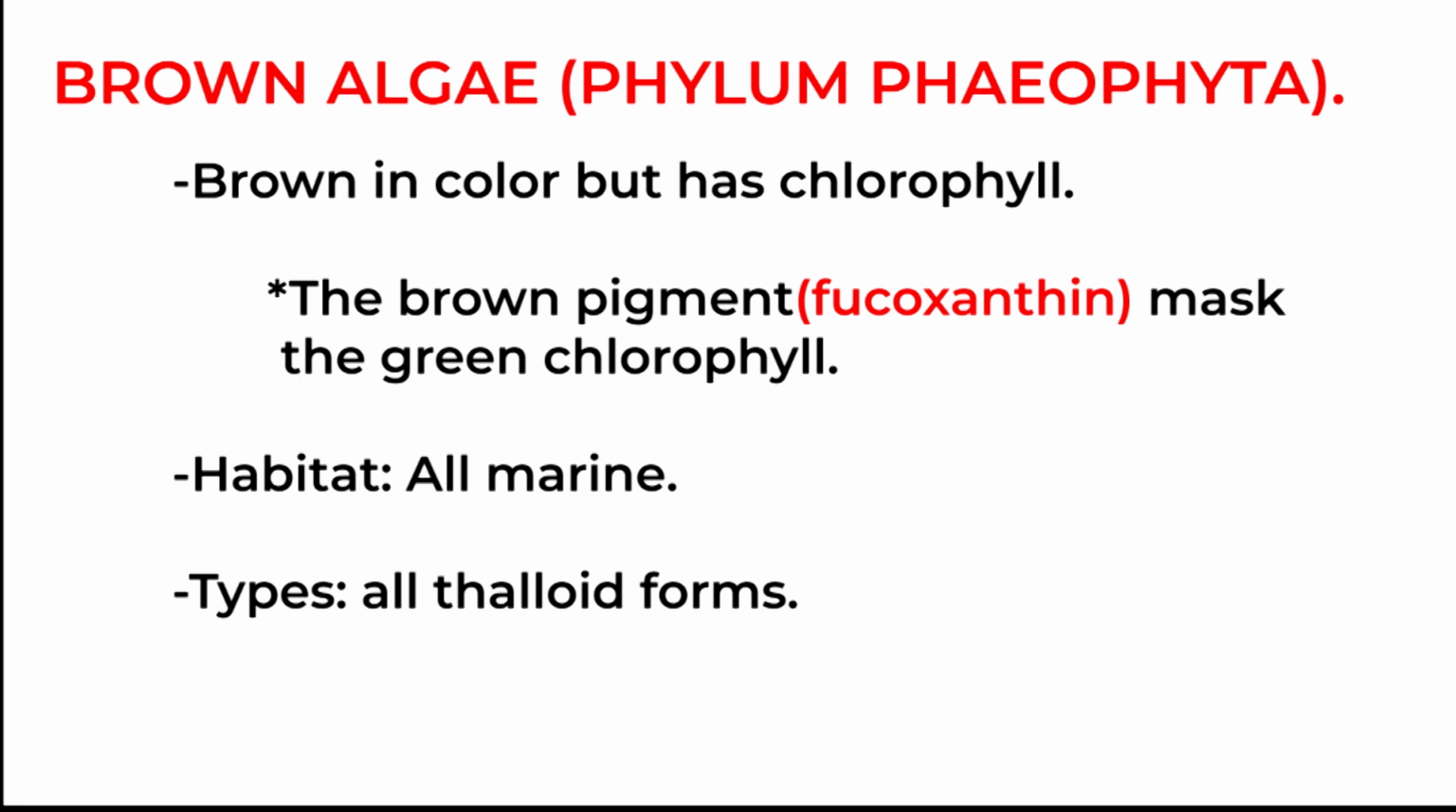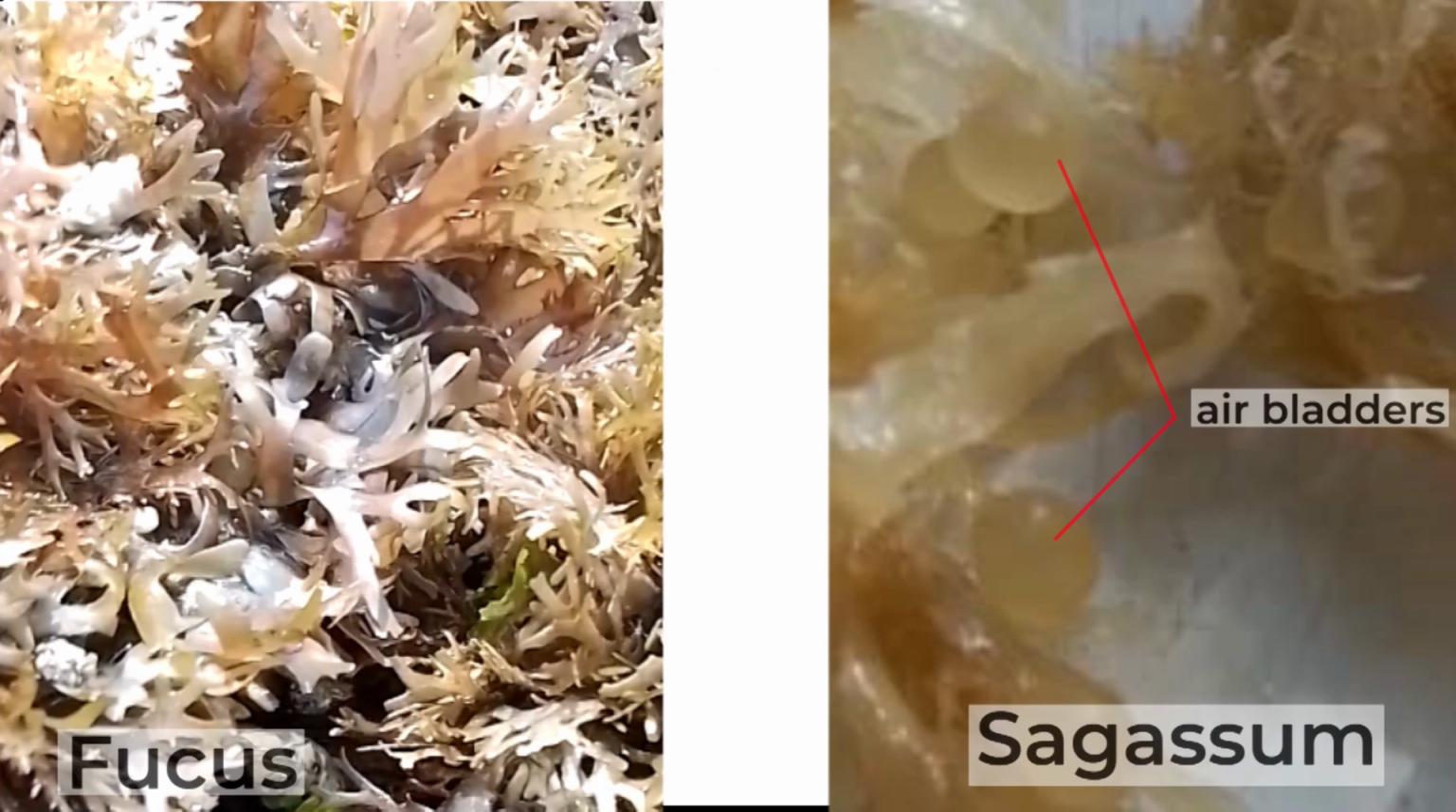They are brown because they have a brown pigment called fucoxanthin, which masks the green chlorophyll. They have chlorophyll, so they photosynthesize. Now, they are all marine, there are no freshwater forms. Examples, we have Fucus and Sargassum. Sargassum can grow very huge like a tree. They have air bladders that make some of the parts float in surface waters.